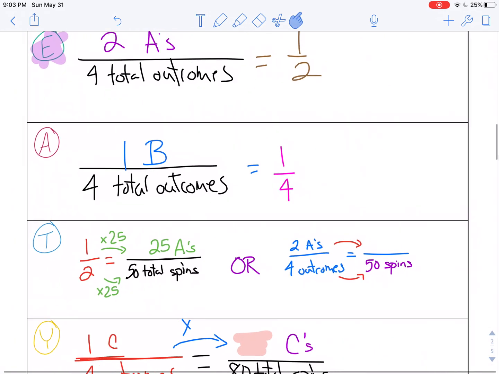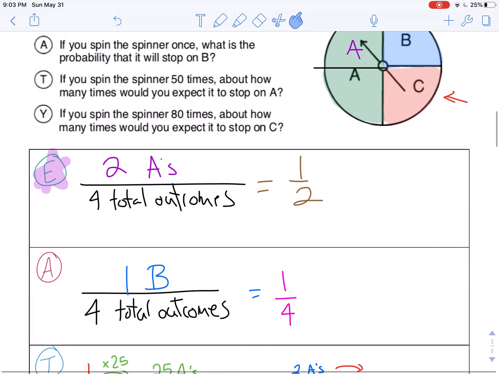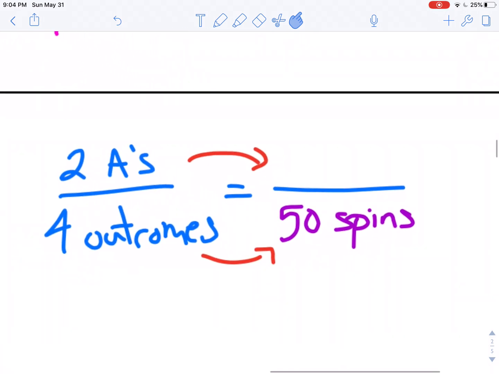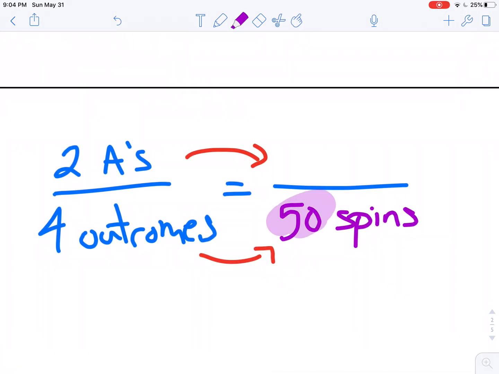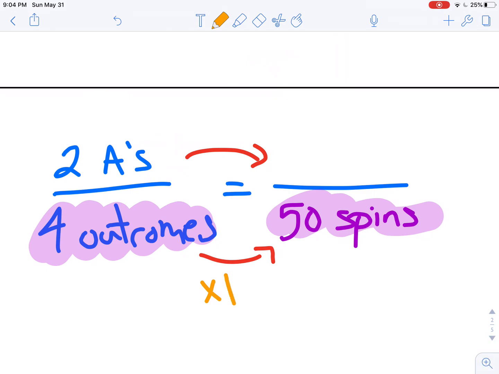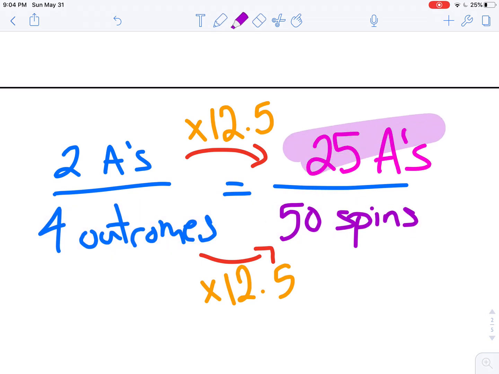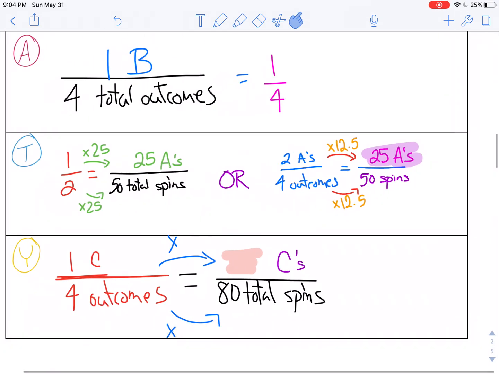Another way to do it is to look back up at your spinner and say 2 out of the 4 outcomes are A's, so I can set it up that way. If I want 50 total spins, now I have to figure out what do I multiply 4 times to get 50, and that's not as easy, but it's 12 and 5/10, or 12 and a half. If I multiply 2 by 12 and a half, I get 25. So I still get 25 A's. So the correct answer there is 25 A's. You expect to spin 25 A's.